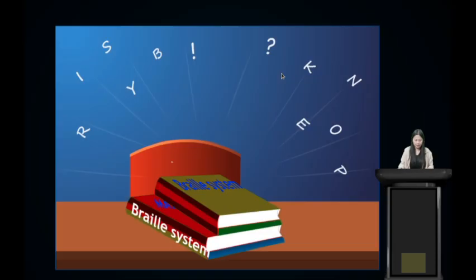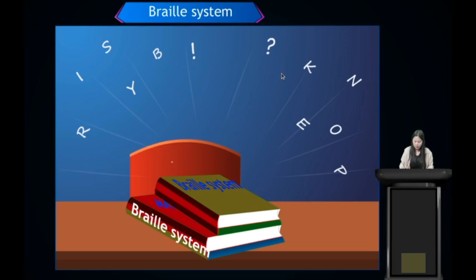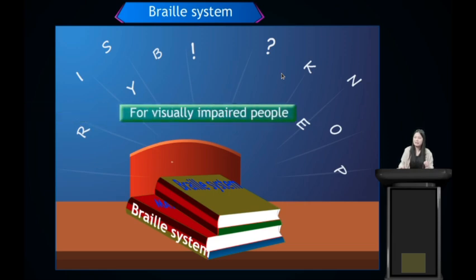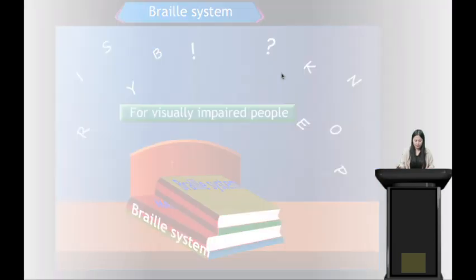So let us see. Here we have the Braille system. This Braille system is the most common resource which helps visually impaired people, the blind people, to read and write, and to do other activities.